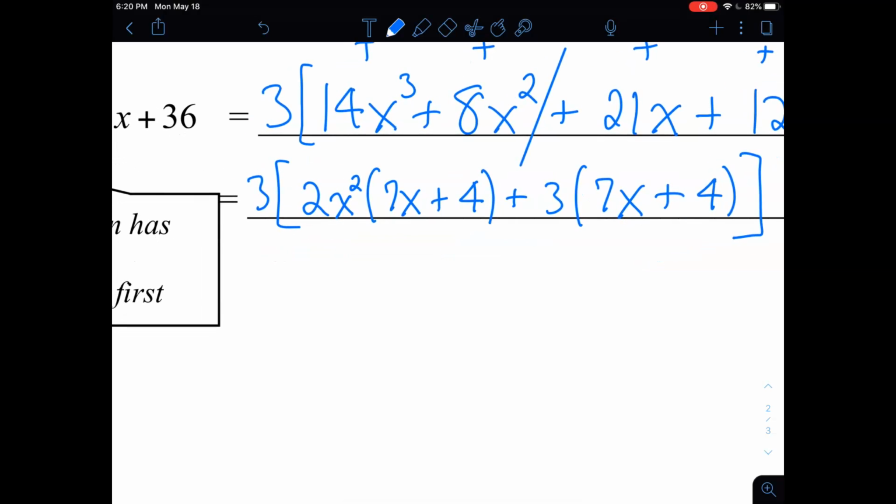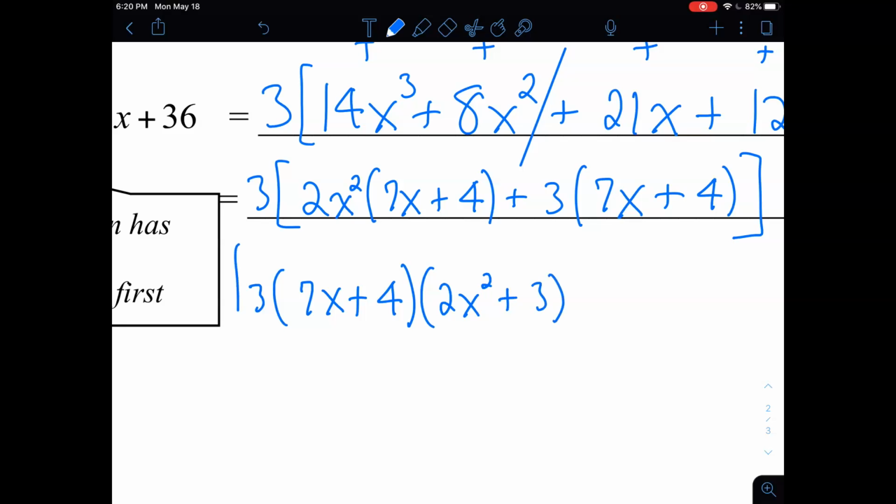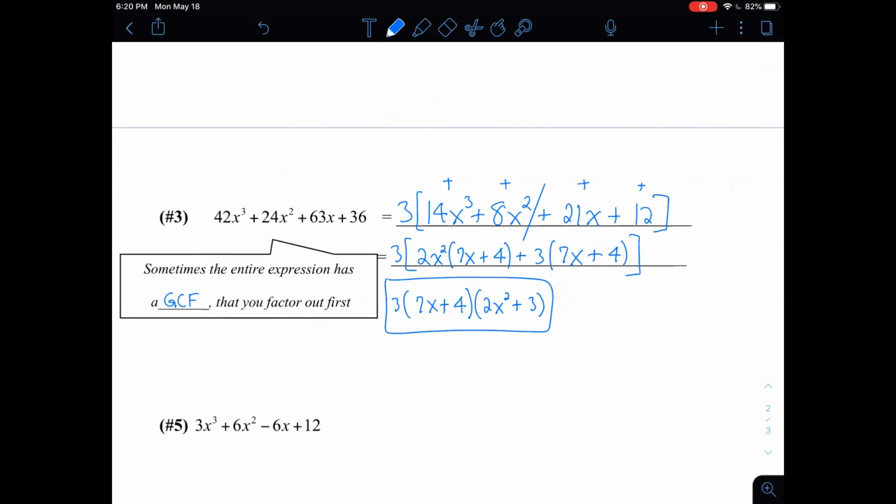So now for our final answer, the 3 is going to come back and be in the front still here. And then we're going to pull a 7x plus 4 in front. And then what's left over is the 2x squared plus 3. And there's our final answer. It's just the same thing as we were doing before, but we have one extra step, pulling out a GCF first before we got going.